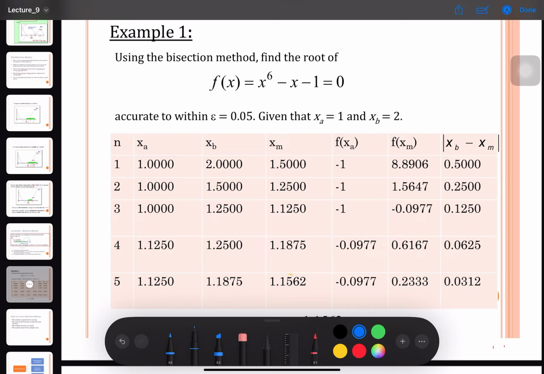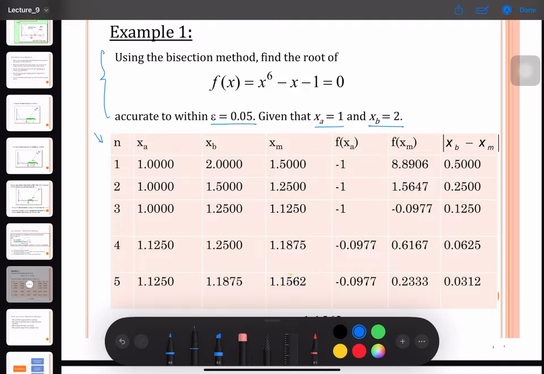Using the bisection method, find the root of f(x) = x^6 - x - 1 = 0, accurate to within E = 0.05. This one is your error. And then they give you xa = 1, xb = 2.